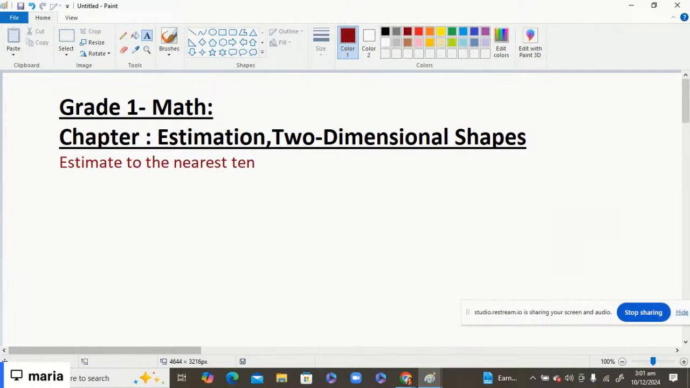So today we are here for grade 1 maths. The chapter today we discuss is estimation, and the second chapter today that we discuss is two-dimensional shapes. You can find all the lessons on aplusstudent.com. You have to log in using the email and password that is provided by the administrator.